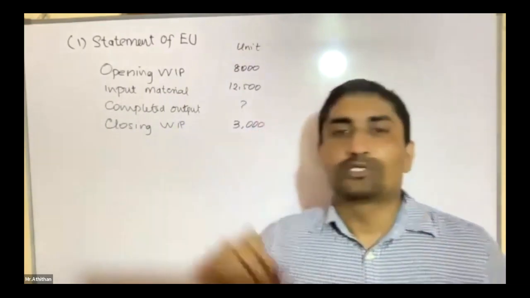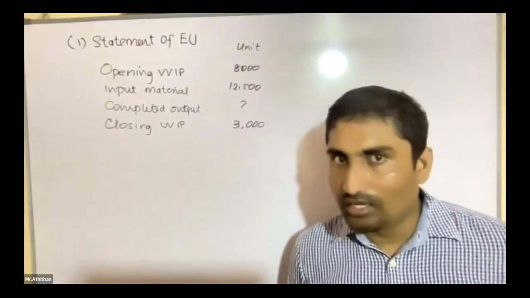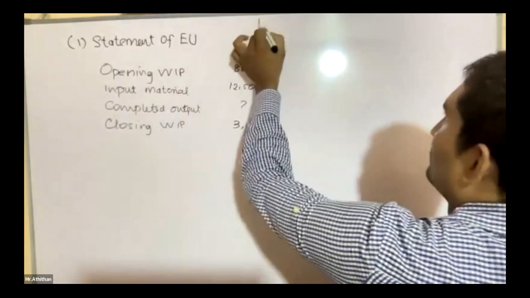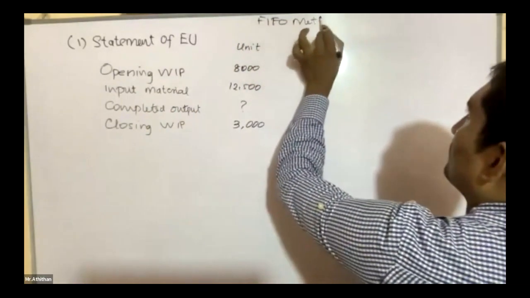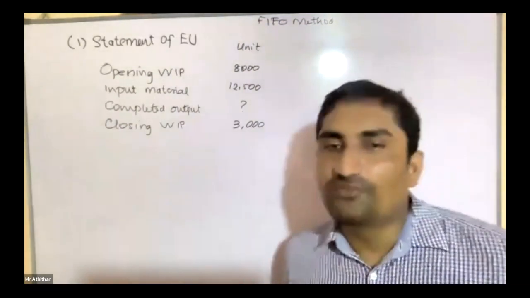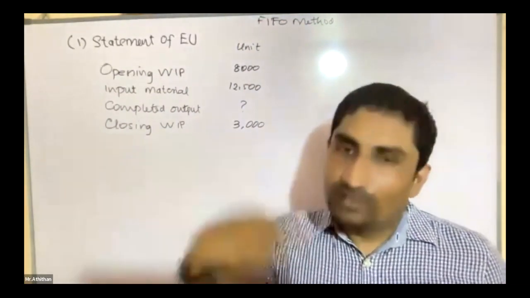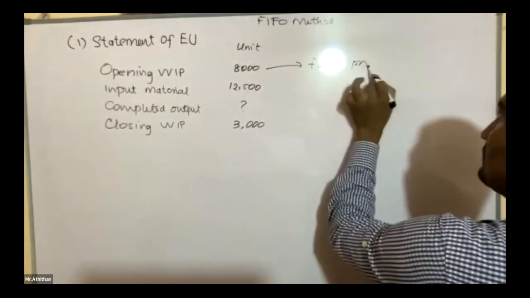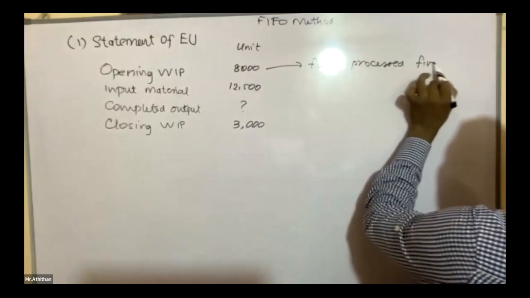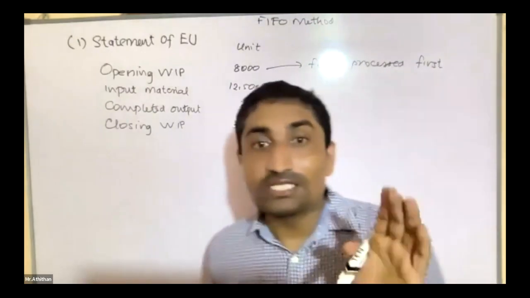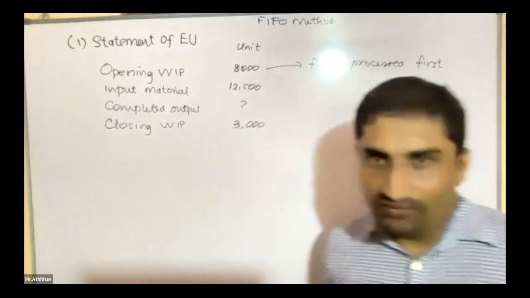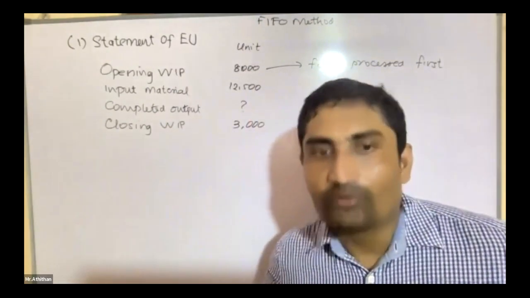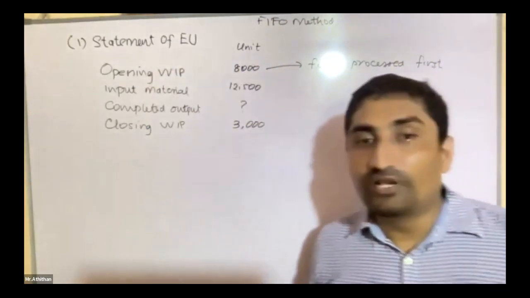Extra hint, no losses. Opening had 8,000. We are using the FIFO method. So if we are using the FIFO method, opening WIP will be fully processed first because of FIFO. Since we use the first in first out method, opening WIP will be processed first.